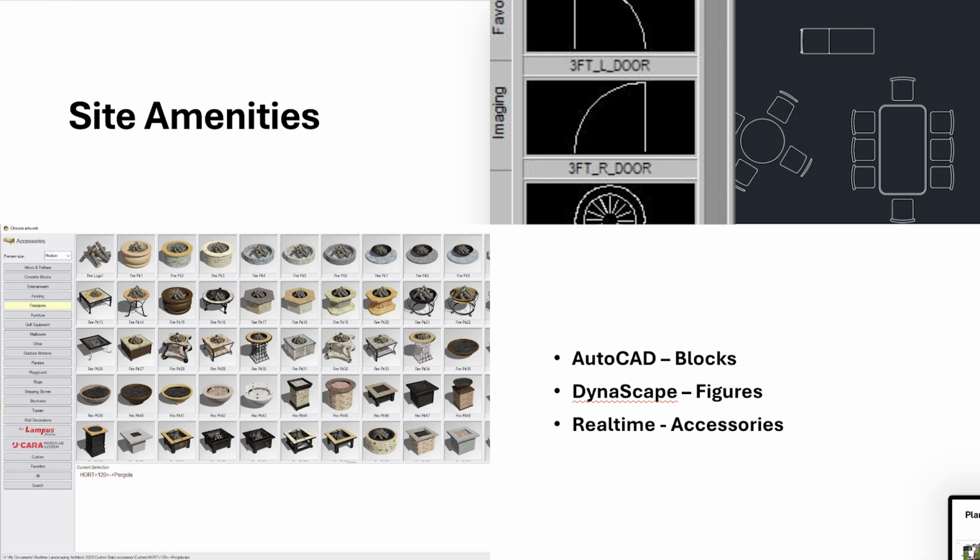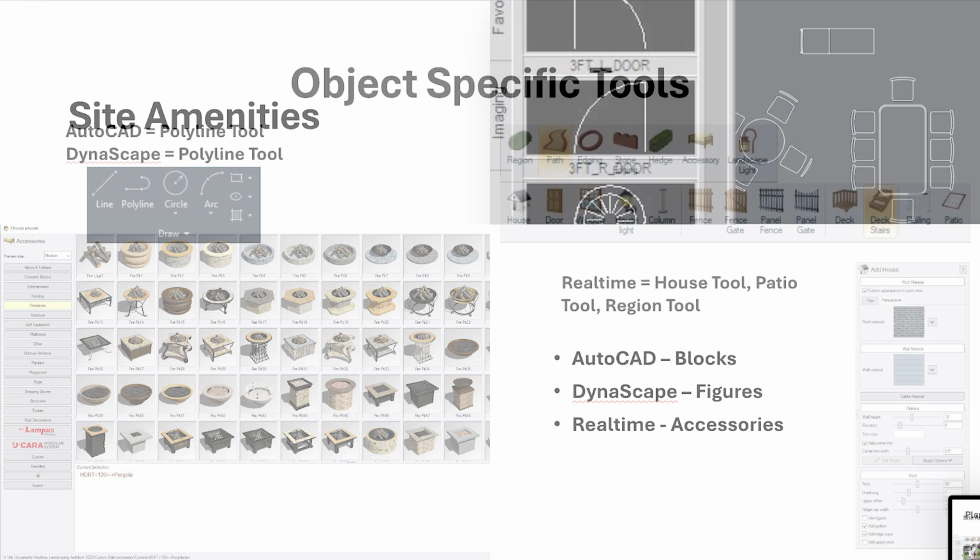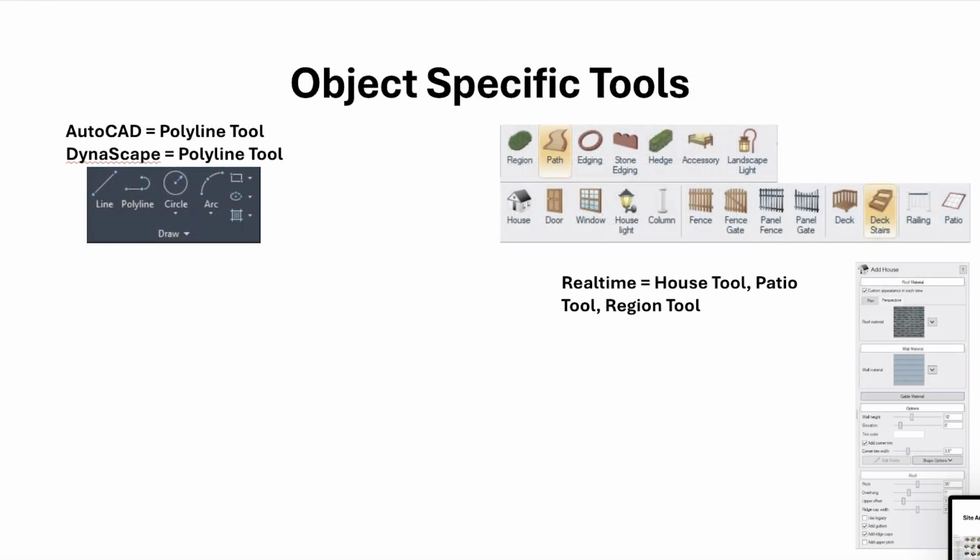These site amenities help give you a sense of scale and style in your drawing. Also, a wide variety of plant materials, hardscape patterns, and more are available. Now looking at tools particular to Realtime Landscape Architect, there are a few different tools.